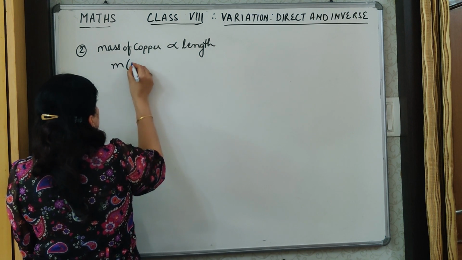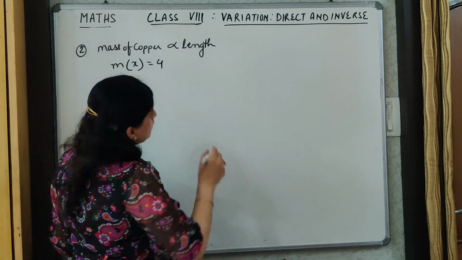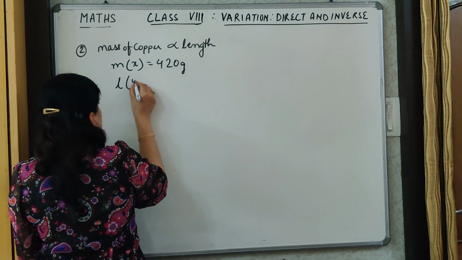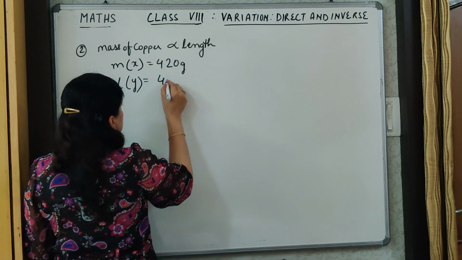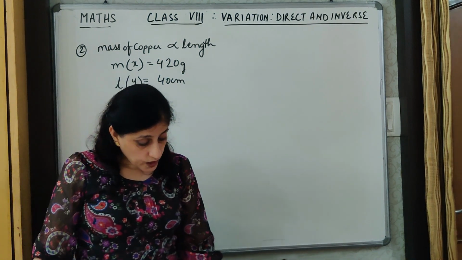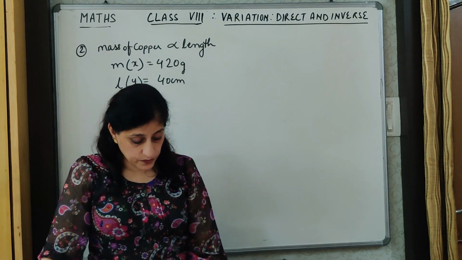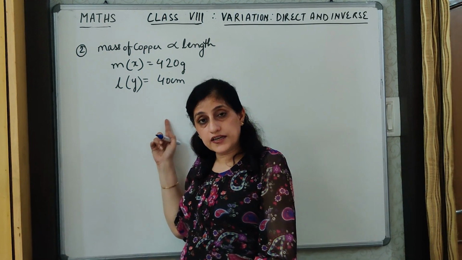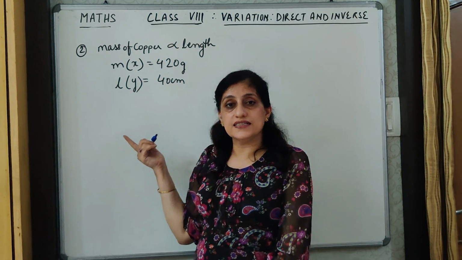If mass, let us take it as x, is equal to 420 grams, and in that case length, which is y, is equal to 40 centimeter, as given to us. Okay, I will now read the question again. The mass of a uniform copper wire varies directly as its length. If a bar is 40 centimeter long, I have taken it here as y. You can also take it as x. And I have taken mass as x.